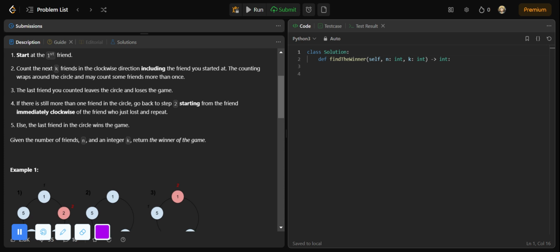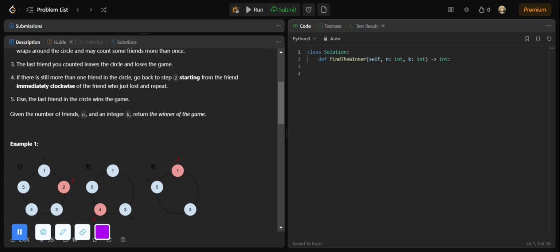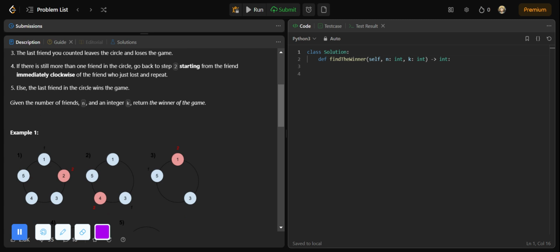If there is still more than one friend in the circle, go back to step two, starting from the friend immediately clockwise from the friend who just lost, and repeat. Also, the last friend in the circle wins the game. Given a number of friends n and an integer k, return the winner of the game.